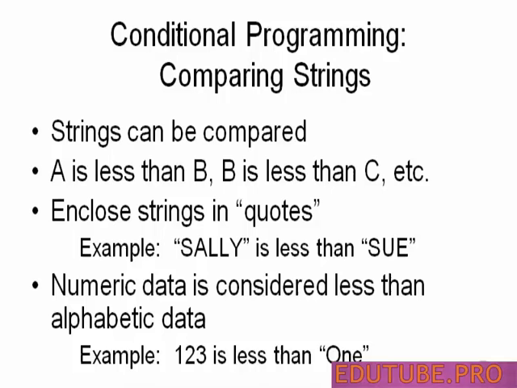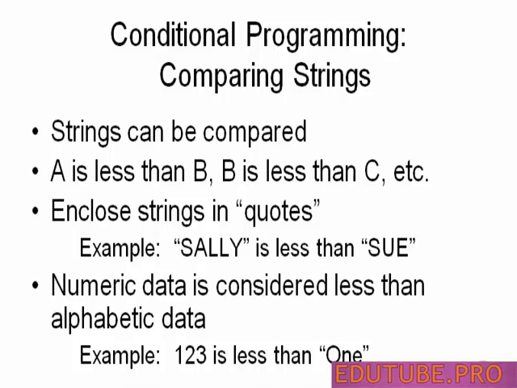Recognize that A is less than B, B is considered less than C, C is considered less than D, and so forth. This is based on a coding scheme that is produced by the American National Standards Institute. You will want to enclose the strings that you're trying to compare in quotation marks. You'll see the example of Sally is less than Sue.